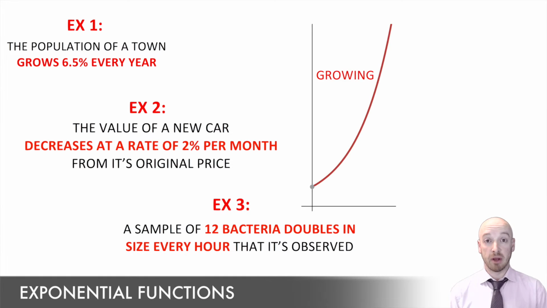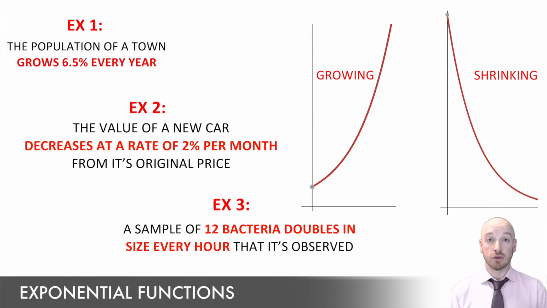If something's getting bigger exponentially, it gets bigger by larger and larger amounts over the course of time. And if something is shrinking according to an exponential function, then it's going to get smaller by littler and littler amounts over the course of time.